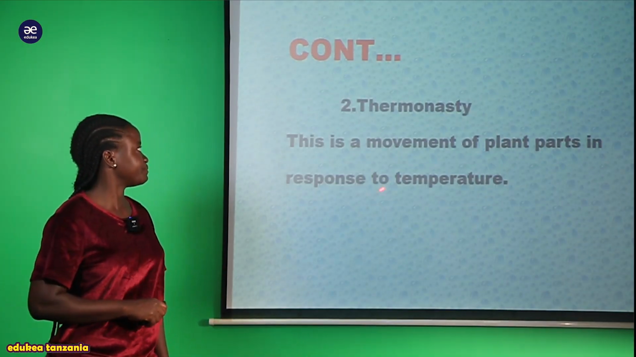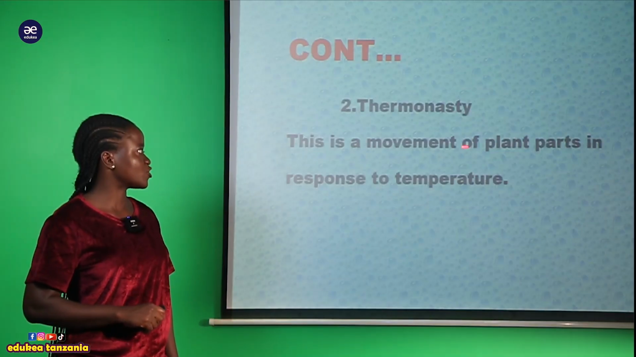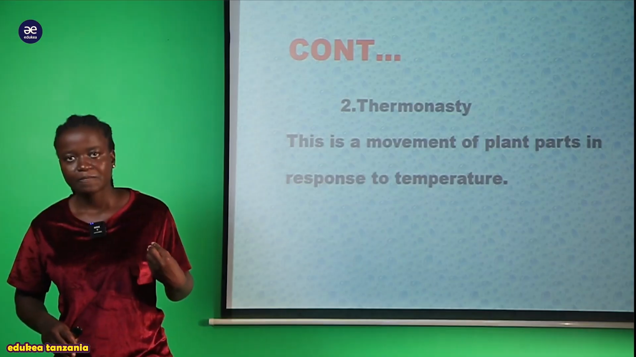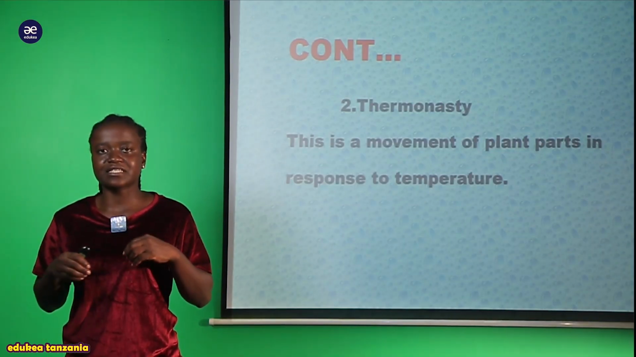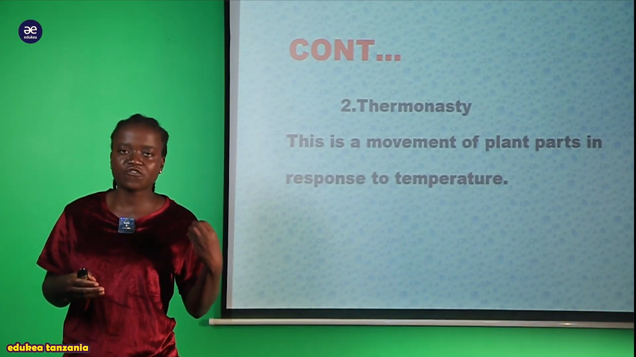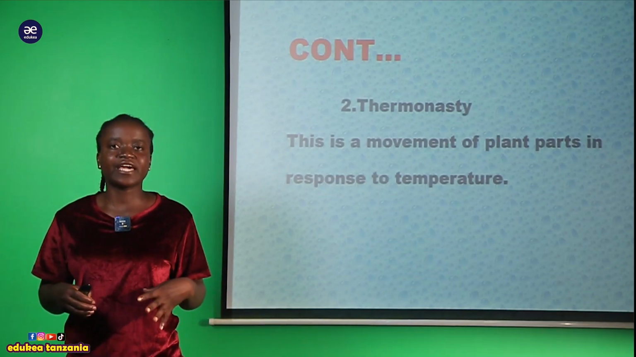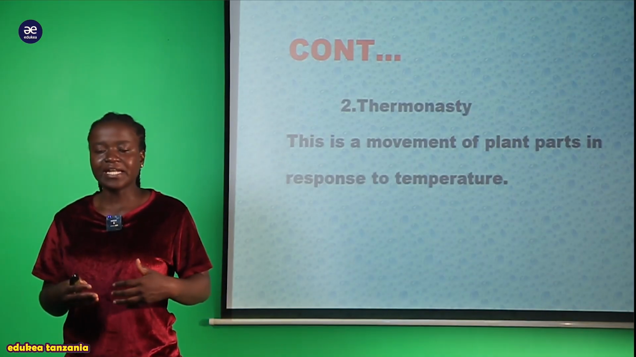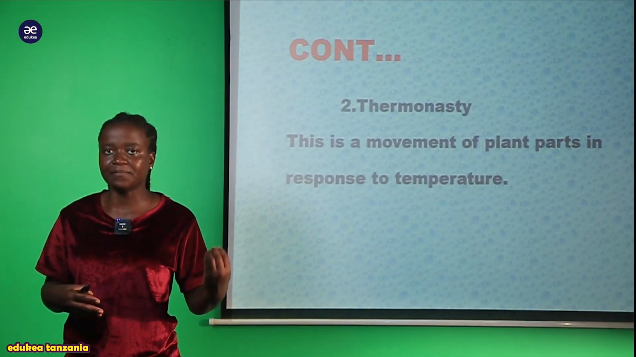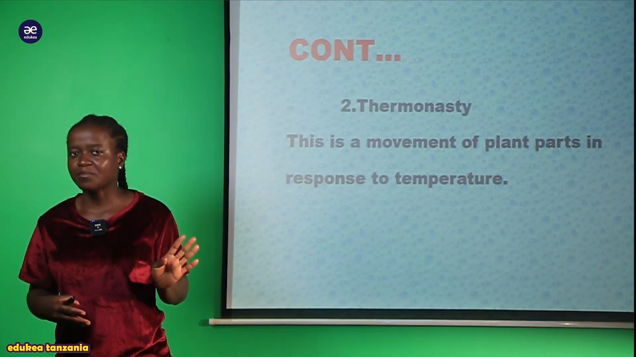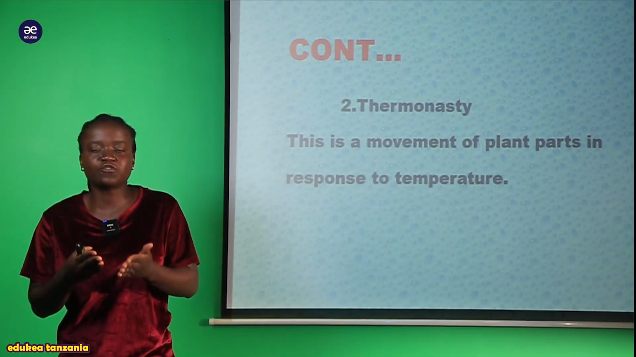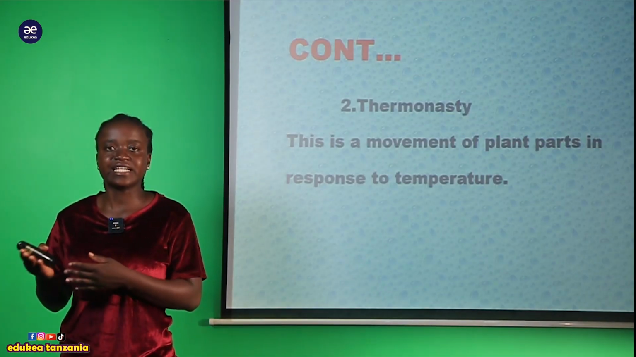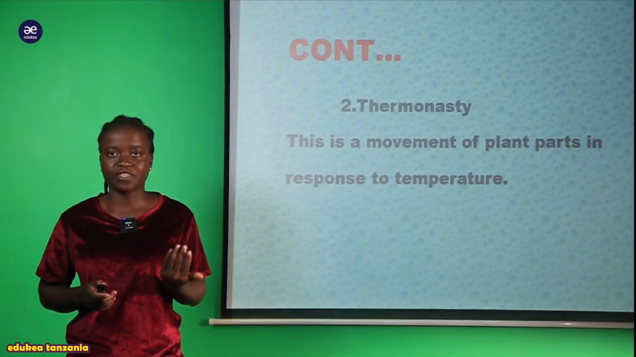Here we are saying that thermonasty is the movement of a plant part in response to temperature. The plant itself is stationary, so the part of a plant can be either roots, stem, leaves, or a branch of a tree. When it moves in response to a stimulus, which is temperature, that is where we get thermonasty. It can move toward the stimulus or away from it, so you get negative thermonasty and positive thermonasty.